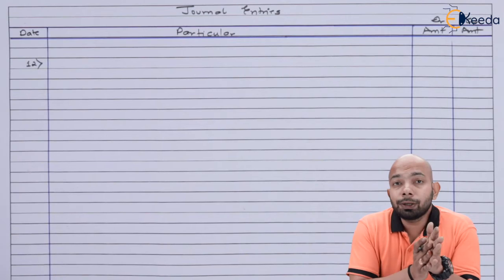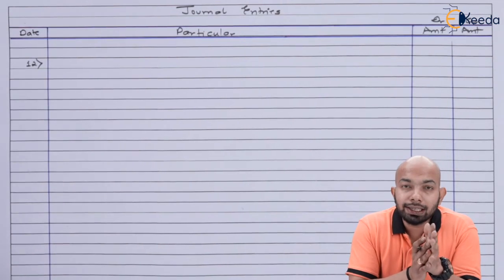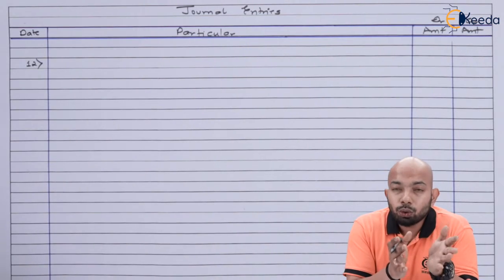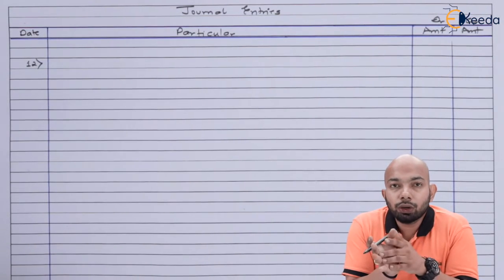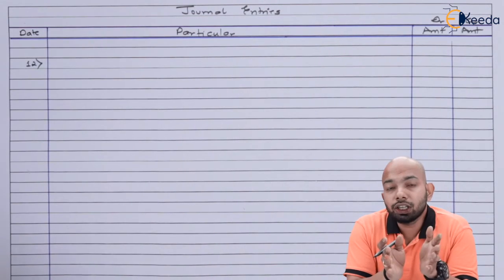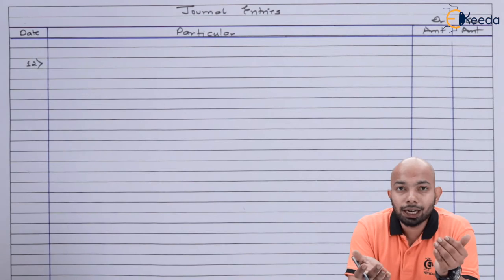Now, the first thing that we'll be doing here is passing the journal entries, and then we'll explain the calculation. As this is the total share forfeiture account that we're talking about, the entry is very clear, that is share capital account debit. As there is no security premium in question, we won't be discussing that part.